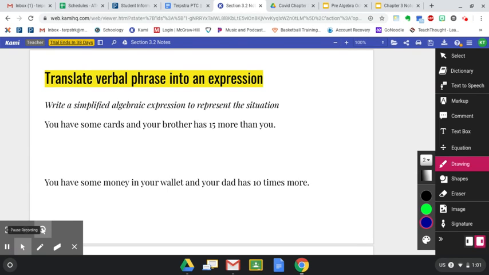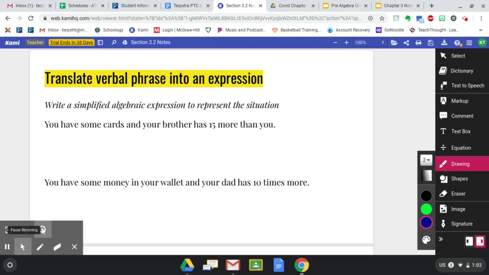All right, last objective is to continue to work with translating verbal phrases into expressions. Okay, so we want to write a simplified algebraic expression to represent the given situations. Remember, algebraic means there's going to be a variable involved, and simplified means in the end we only have one of each term, right? A variable term and a number term or a constant.